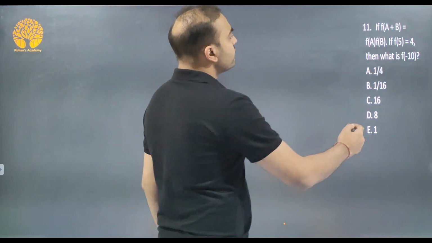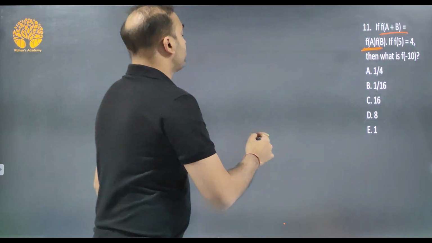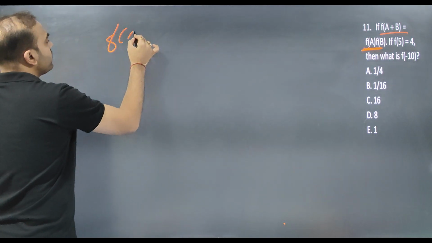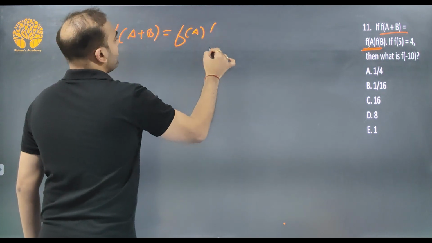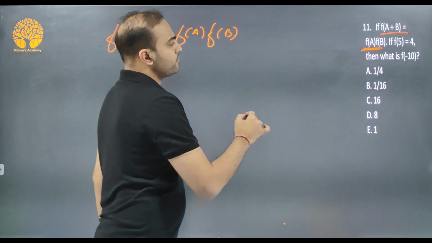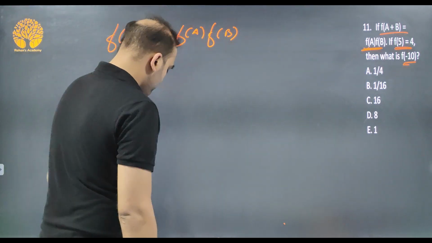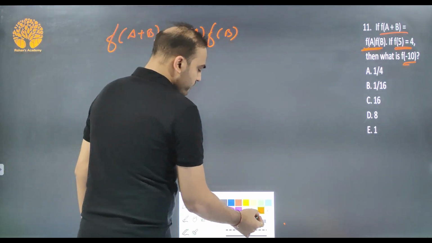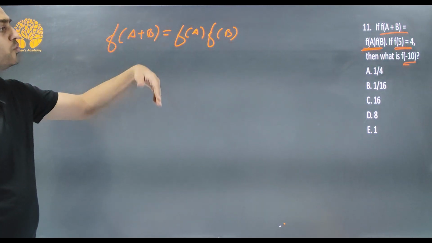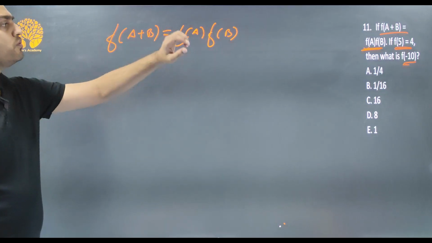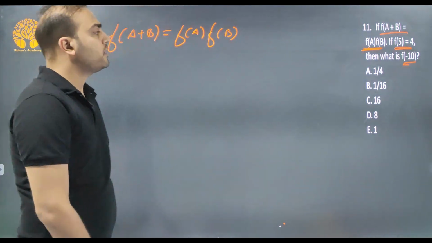Next one, so we have f of a plus b is given as f of a into f of b. F of a plus b is given as f of a times f of b. F of 5 is 4, we need f of minus 10. Again, you see it is a sequence based function. What do we do? We simply plug in values to get to that.